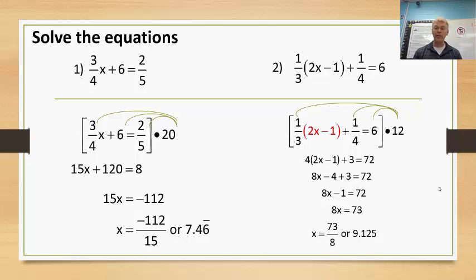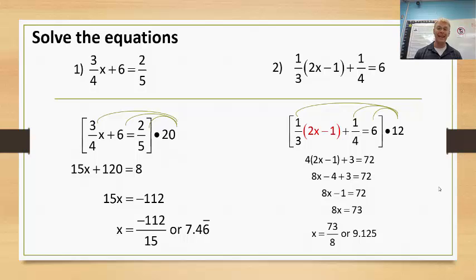Well, at this point, we now have some parentheses to simplify, like we did in our previous video. We have some like terms to combine, like we did in our previous video. And then it's a two-step equation like we had in the first video. Add 1 to both sides, divide by 8. 73 over 8 is our solution.